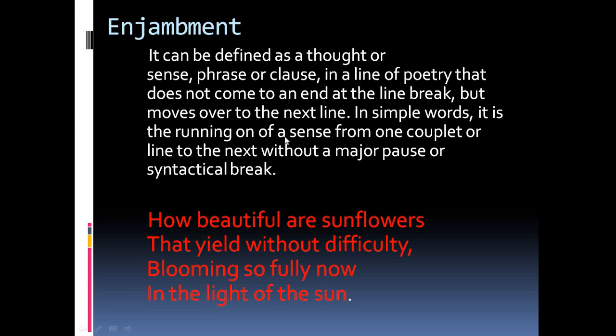In simple words, it is the running of a sentence from one couplet, couplet means two consecutive lines, or line to the next without a major pause or syntactical bit. Major pause means full stop. Although you can see there is a bit of pause here, a comma, major pause means full stop. When it continues to the next line or two or more than two lines, it will be called the poetic device enjambment. This is also another poetic technique the poets often use. It's a modern way of writing poetry.